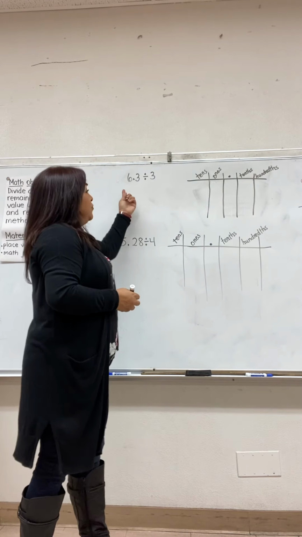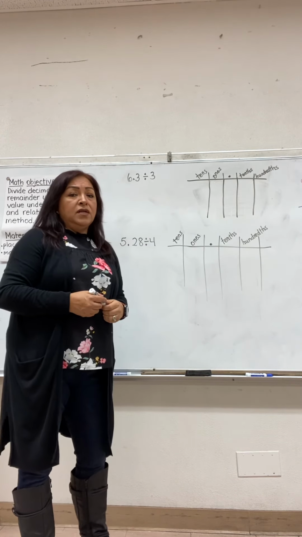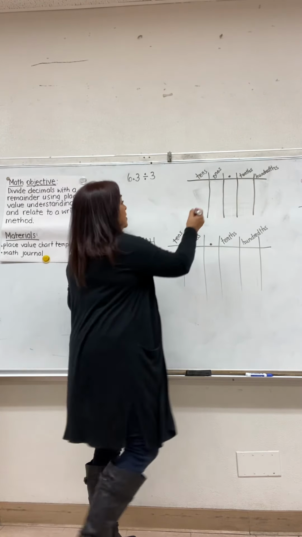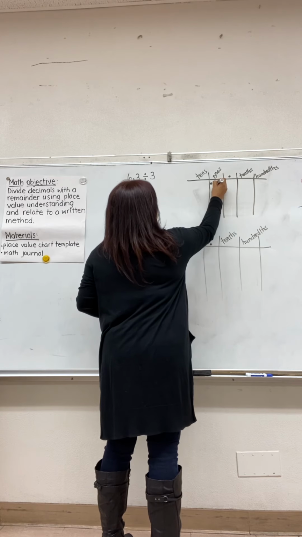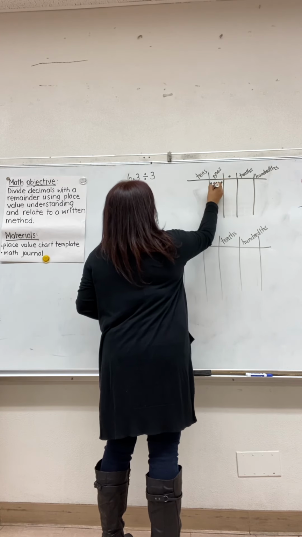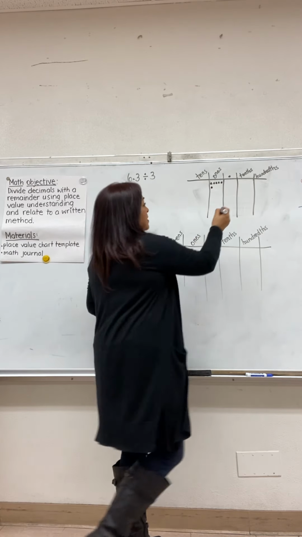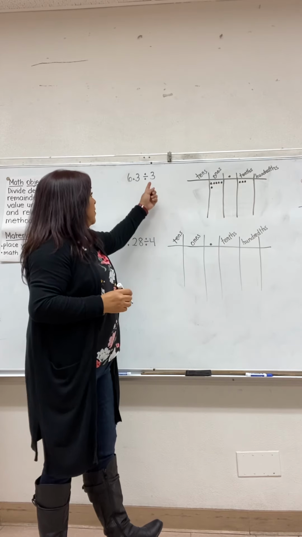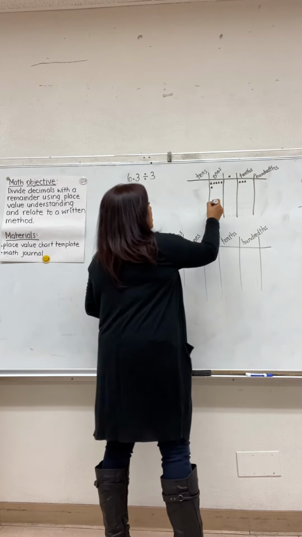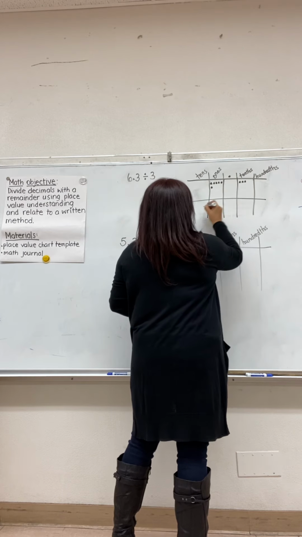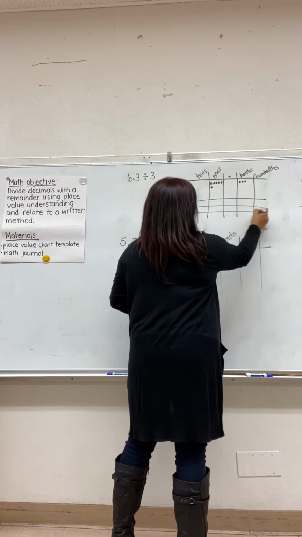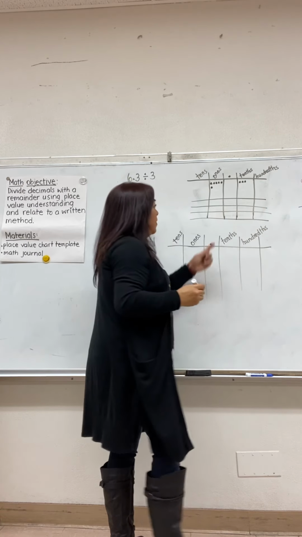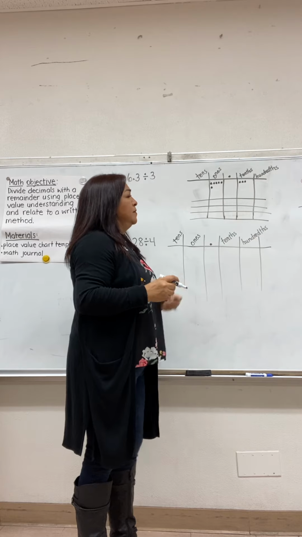The first thing we need to do is represent our number on our place value chart. So we're gonna be using place value discs to do that. And we have 6 ones: 1, 2, 3, 4, 5, 6, and 3 tenths: 1, 2, 3. Then we're gonna be representing our equal groups by drawing lines on our place value chart. 1, 2, 3. That'll represent the 3 equal groups.